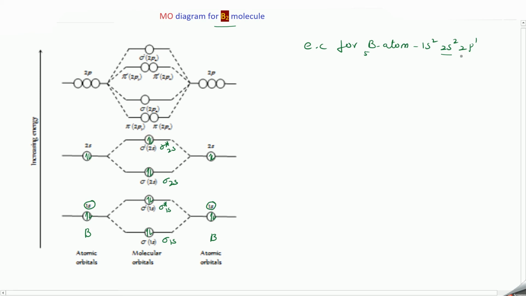Next we have 2p1. The last orbital is 2p1. So here you have 2p orbital. In 2p orbital we have px, py and pz orbitals. So you have px orbital with 1 electron, this is for 1 boron, and here also you have px, py and pz orbitals, and here you have 1 electron in 2px. Now they will mix, totally 3 p orbitals for this boron and 3 p orbitals for the other. So they will mix to form 6 molecular orbitals. So 1, 2, 3, 4, 5, 6.